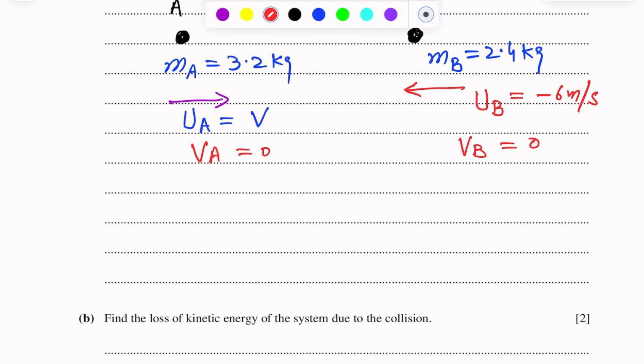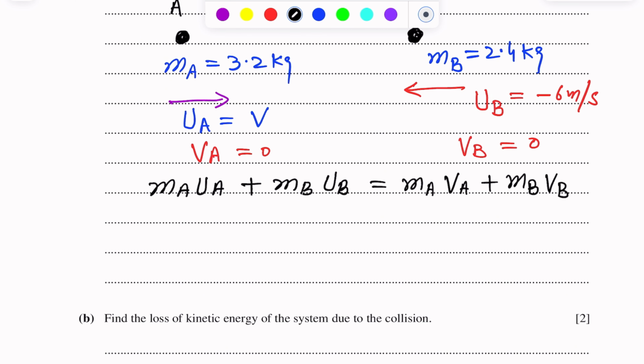Now we use the law of conservation of momentum: MA UA plus MB UB is equal to MA VA plus MB VB. This is momentum before collision equal to momentum after collision. This is called the law of conservation of momentum.